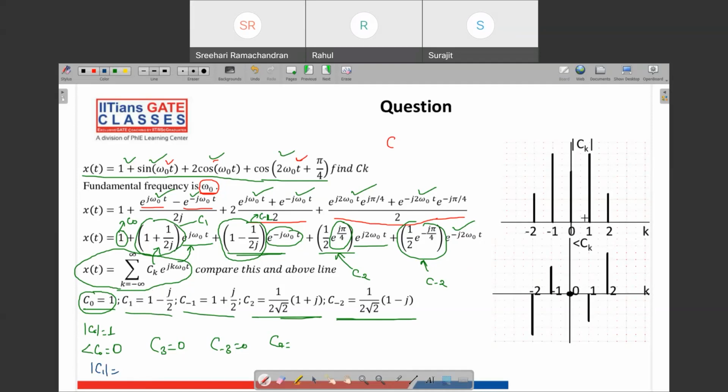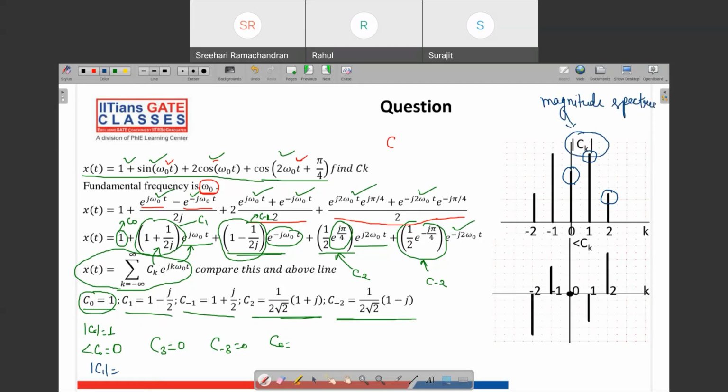So this is the magnitude at k equal to 0. This is the magnitude at k equal to 1. Similarly, this is the magnitude at k equal to 2. You can plot it, and this is what we call the magnitude spectrum.